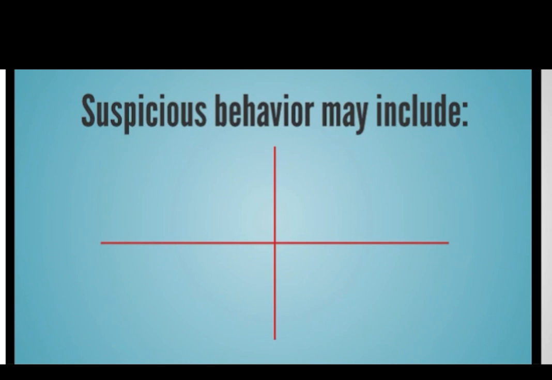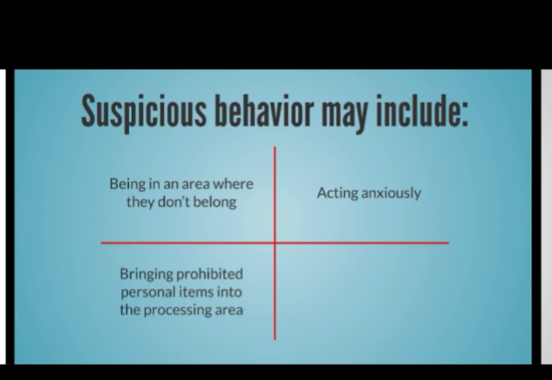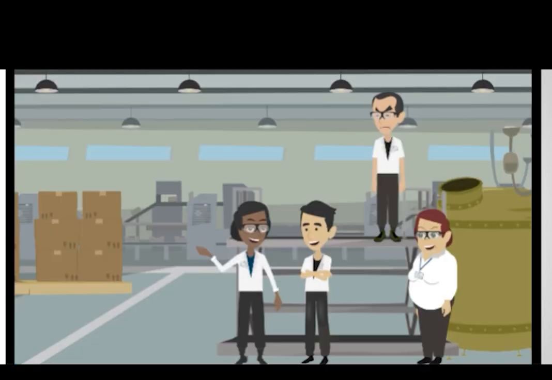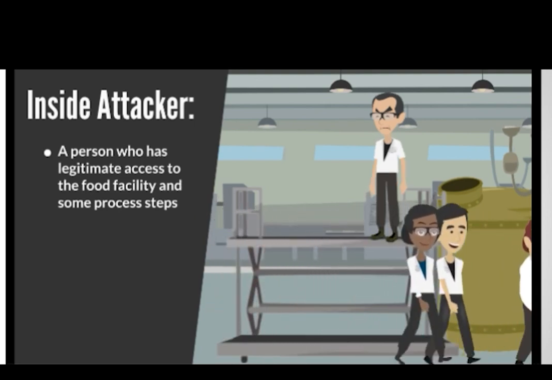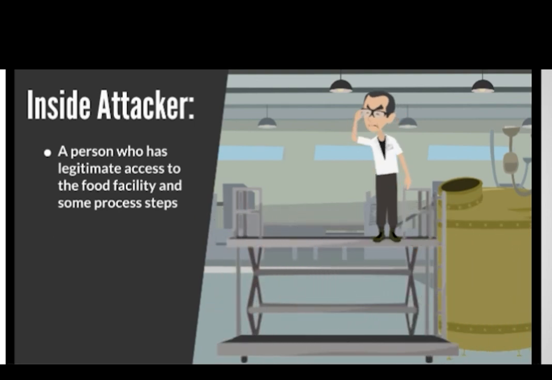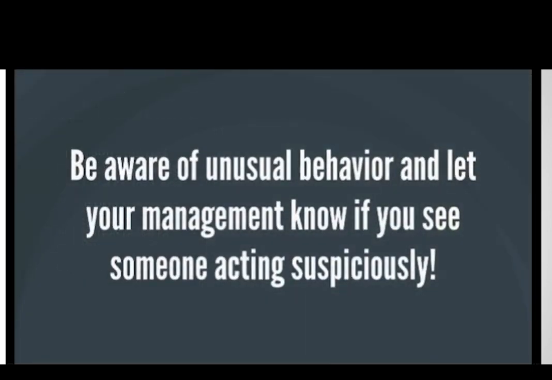Unusual behavior. Suspicious activities may include an employee or another individual being in an area where they don't belong, acting anxiously, bringing prohibited personal items into the processing area, or handling and opening containers in a suspicious way. An inside attacker, a person who has legitimate access to the food facility and some process steps, is one of the most difficult attacks to prevent. In your work area, be aware of unusual behavior and let your management know if you see someone acting suspiciously.